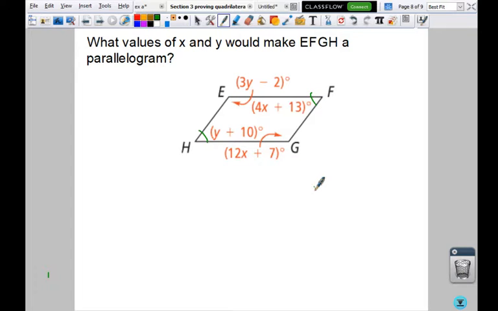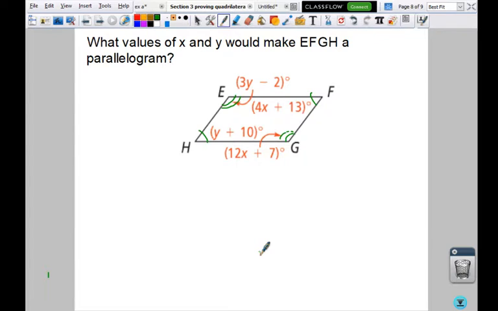If I said y plus 10 equals 4x plus 13, can I solve that? No. What about the other way? What if I went corner E and corner G? Can I set them equal and solve? No. So we're going to have to do something else. What do we know about adjacent corners? They equal 180.